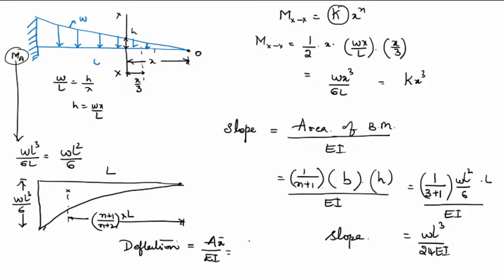That is WL cube divided by 24 EI into, what is the value here? What is the value of n? n is 3. (3 plus 1) by (3 plus 2) into L. This is how much? 3 plus 1 is 4. 4 ones, and this is 4, 6 are 24, 6 5s are 30. So this will be WL power 4 by 30 EI. That is how you can do it for uniformly varying load.